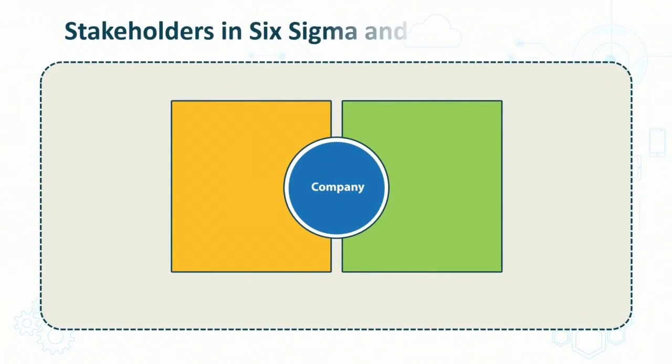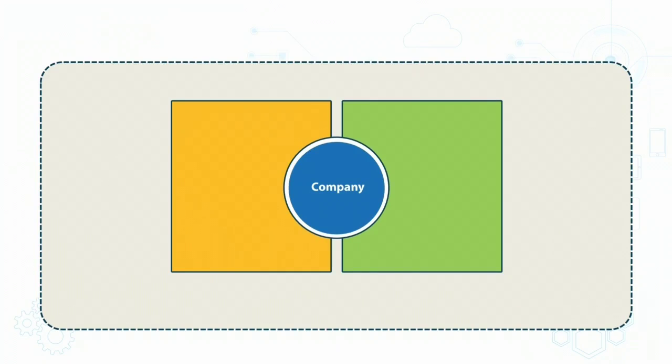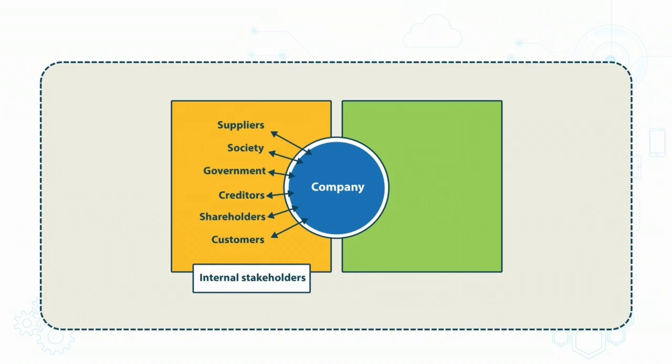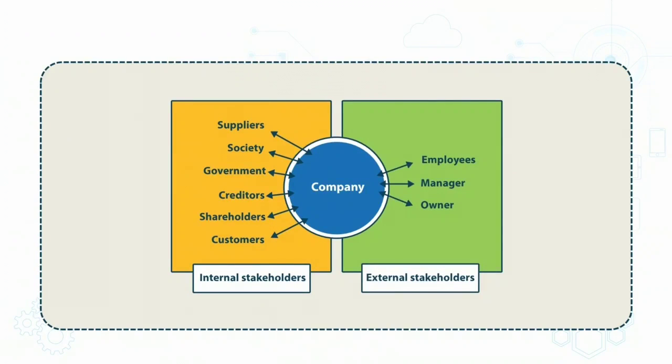In Six Sigma, a stakeholder is defined as the person or organization that is directly or indirectly impacted by Six Sigma deployment in an organization. These stakeholders may be internal or external to an organization, but they always have some interest in the process that will be the target of Six Sigma initiative.